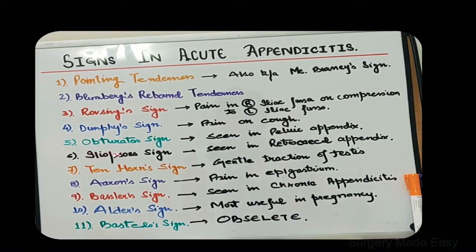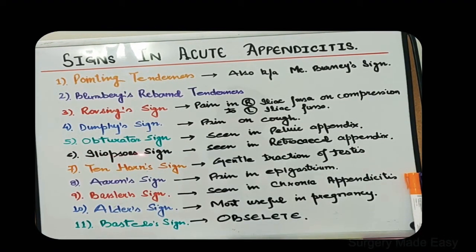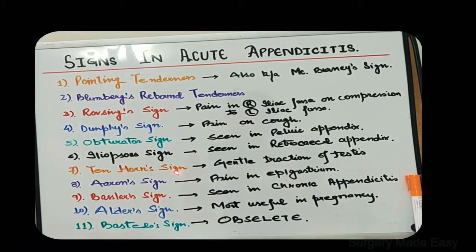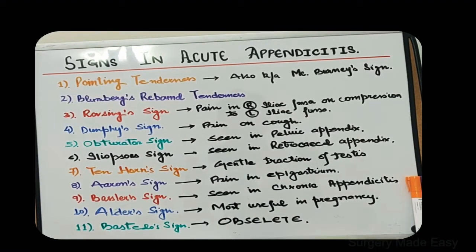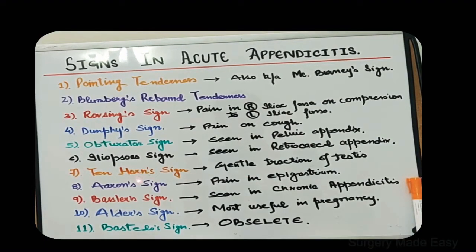Then we have the iliopsoas sign. This sign is elicited by extending the right hip. If the patient feels pain, it is suggestive of appendicitis with a retrocecal appendix. Seventh is the Chutro's sign. If you put gentle traction on the testis, it creates pain in the right iliac fossa. It is suggestive of appendicitis.